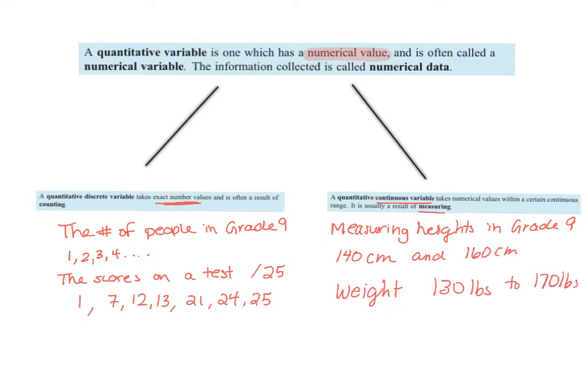Do we notice that there's a difference between these ranges that have been taken through measurement versus something that we can distinctly count?